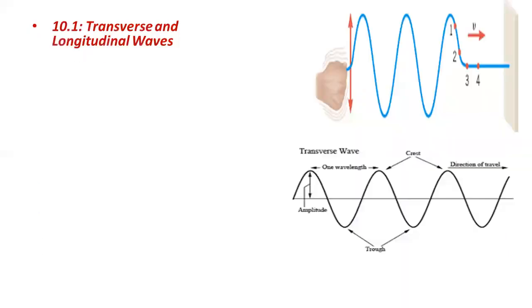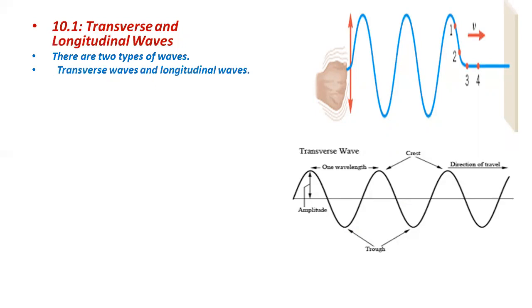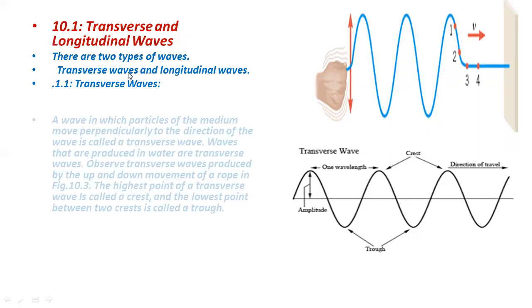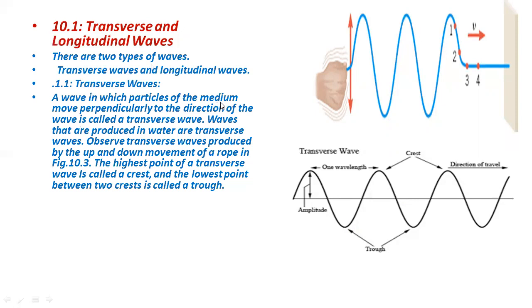Now, the types of waves. There are two types of waves: transverse waves and longitudinal waves. First of all, we will discuss transverse waves. What are transverse waves? A wave in which particles of the medium move perpendicularly to the direction of the wave is called a transverse wave.